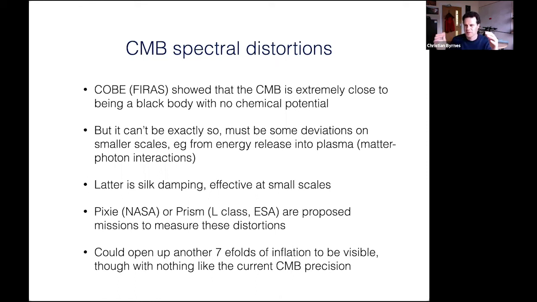And finally, there are spectral distortions, but maybe in view of the time, I'll just say that basically the CMB looks to be a perfect black body, but if there was energy injection from fluctuations in the CMB, then that would look like an additional perturbation, which could cause a deviation from a perfect black body. And we haven't seen that. As far as we know, the cosmic microwave background temperature follows an exact black body spectrum.